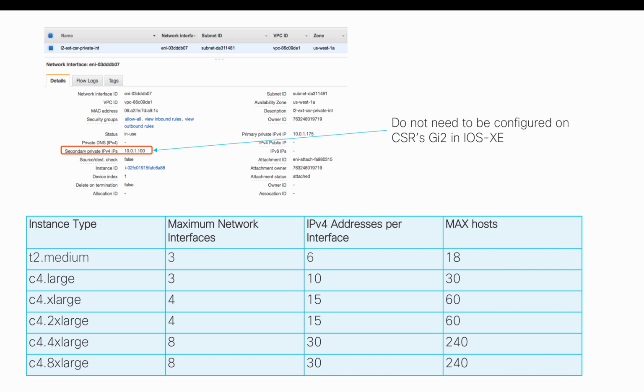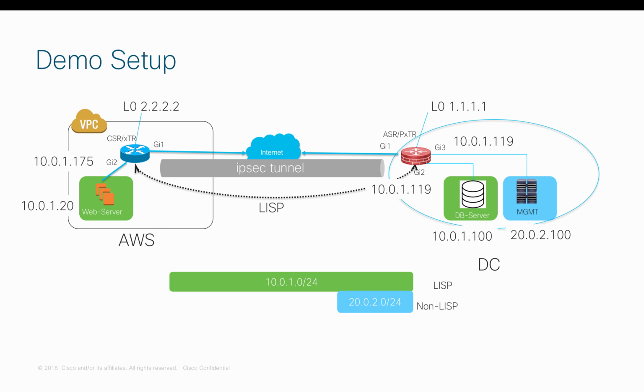Or how many hosts you can configure to use in this solution. So this is a very simple demo I have, or I want to show you how it works. On the left side, as we talked about in the previous discussion, you have your AWS environment, your VPC. On the right side, you have your data center. So let's take a look at the left side first, because it's easily set up.